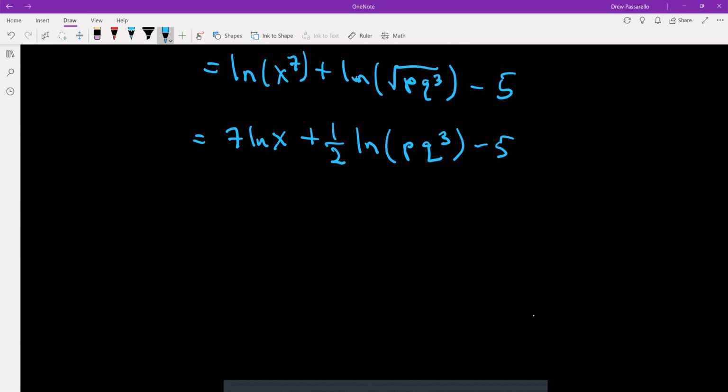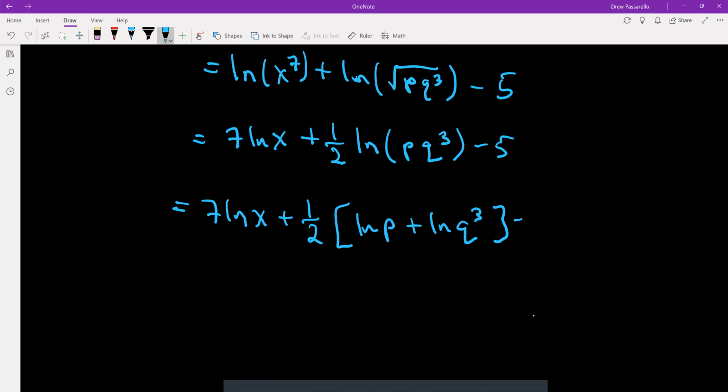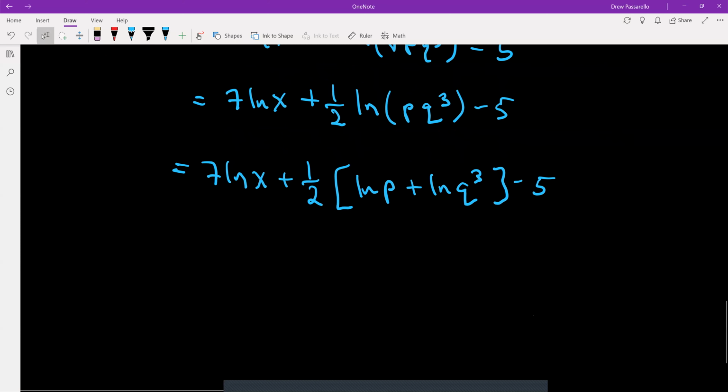And so inside this, I have a product. So I expanded it. So I had it as the natural log of p plus the natural log of q to the third, minus 5. So I had that exponent 3 that I brought down to 3 times natural log of q.